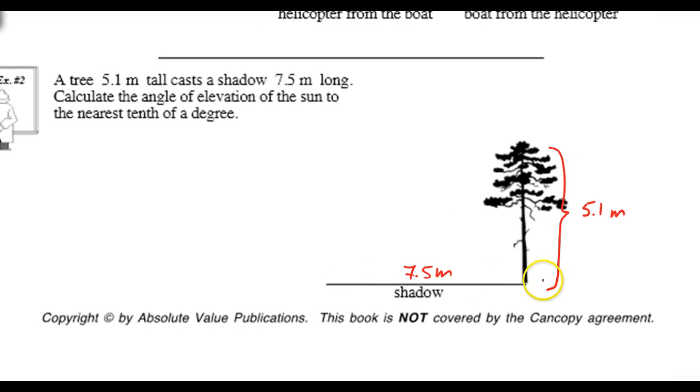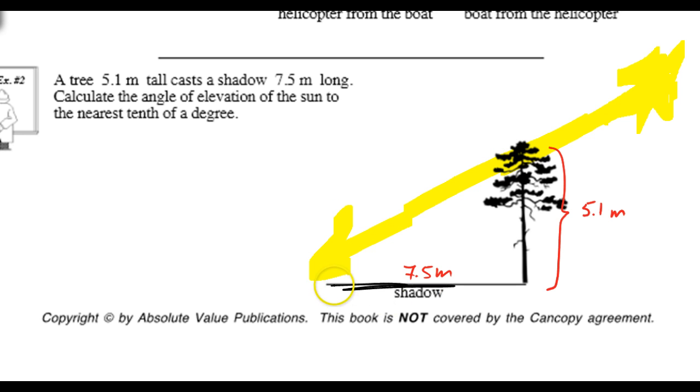If the shadow's here, let's do a little sun here in yellow. Oh, that's not a very good sun. Okay, well, good thing it's not an art class here. There's the sun right there, and the sun is sort of shining rays this way, and it creates the shadow down here. That's 7.5 meters. So let's label the thing we're trying to calculate, and that is the angle of elevation to the sun.